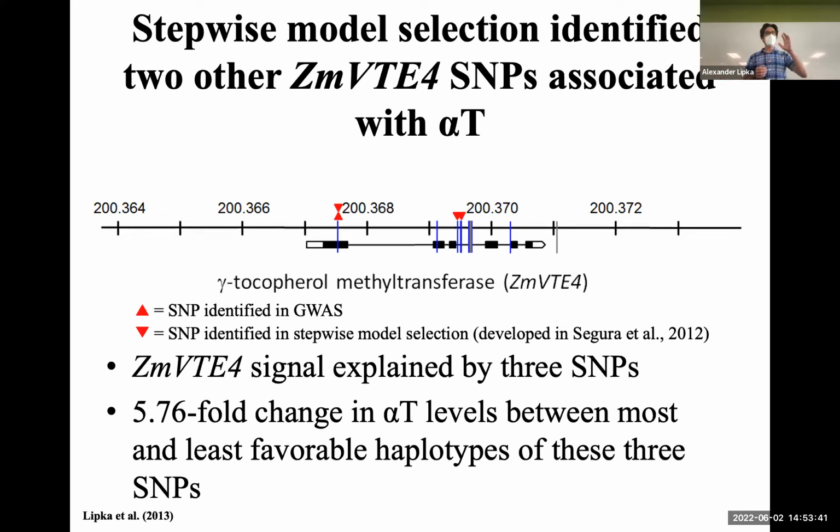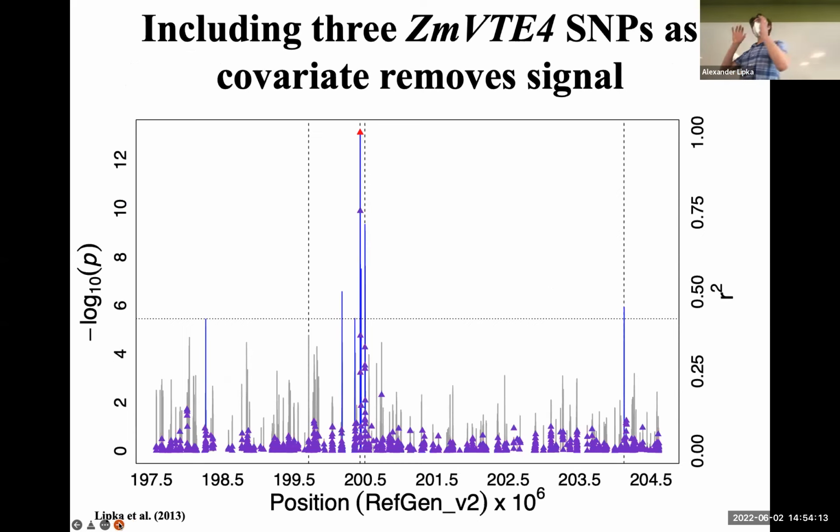And then the final model that we did for this particular analysis, we ended up having these 1, 2, 3 SNPs all inside of our candidate gene of interest in the final model, okay? And the really cool thing is that we've noticed a 5.76 fold change in alpha kappa levels between the most and least favorable haplotypes. So really big signal. And so what we did was we took these 3 SNPs we identified in our stepwise multi-locus procedure, okay?